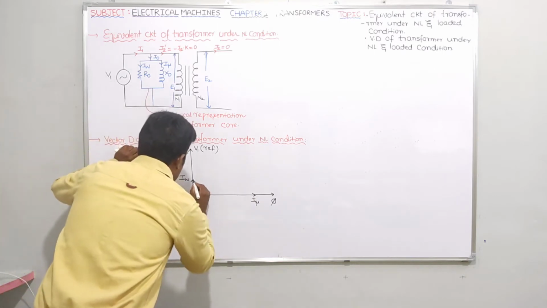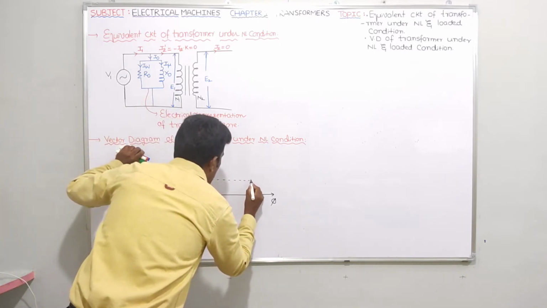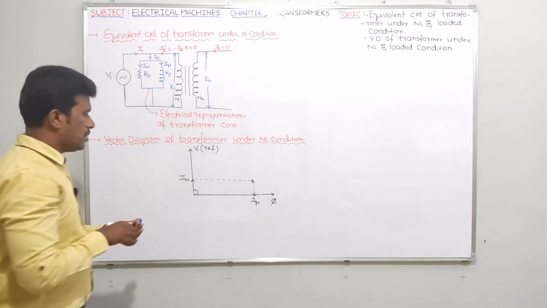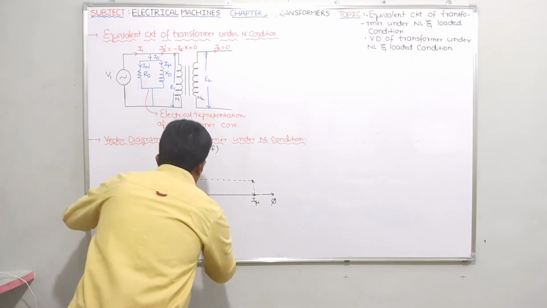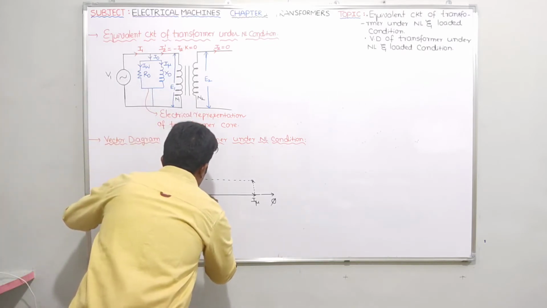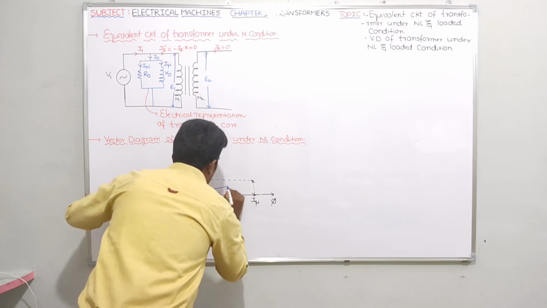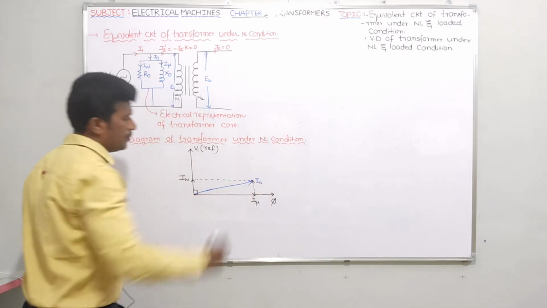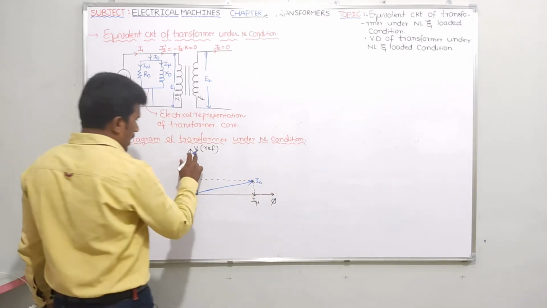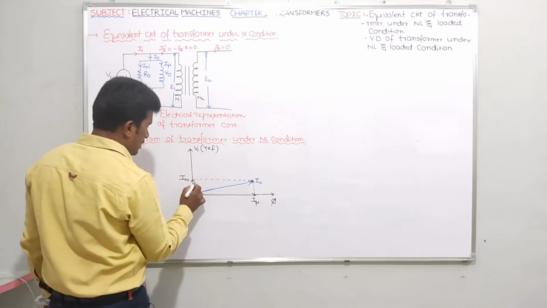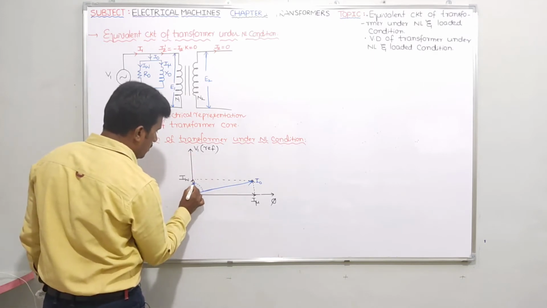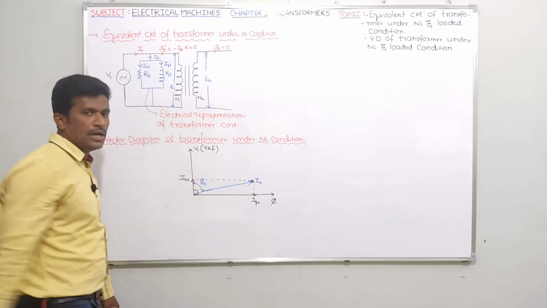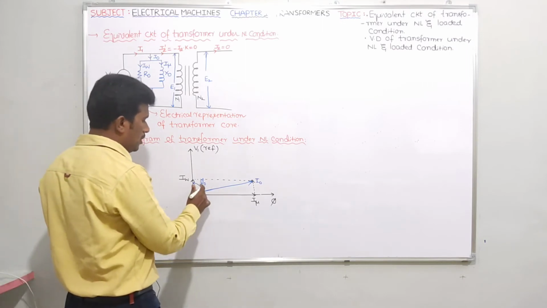Okay. Tell me, the vector sum of IMU and IW gives you what? I naught. I told already, the vector sum of IMU and IW is nothing but I naught. Is it clear, guys? Now, the angle between V1 and I naught is nothing but phi naught. So I can give this the name phi naught.